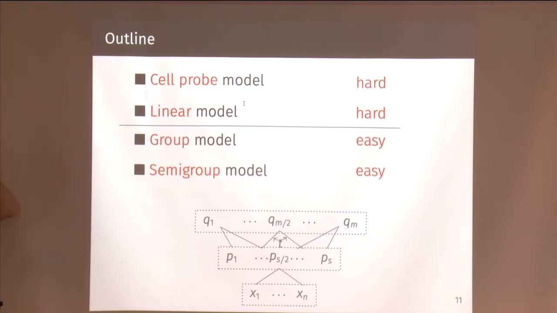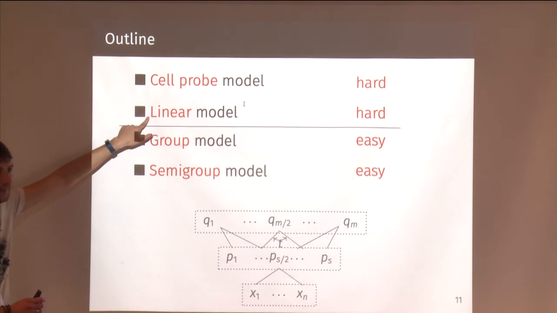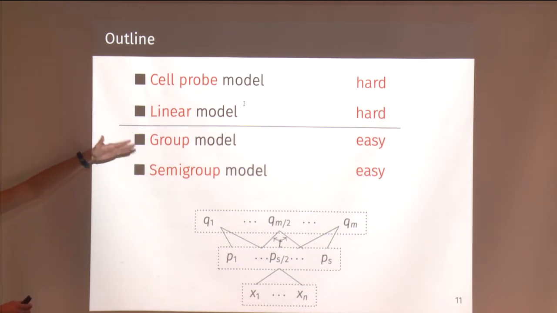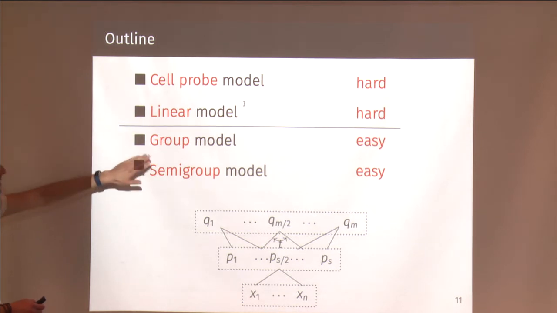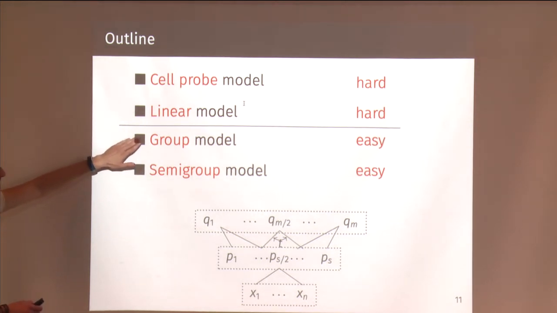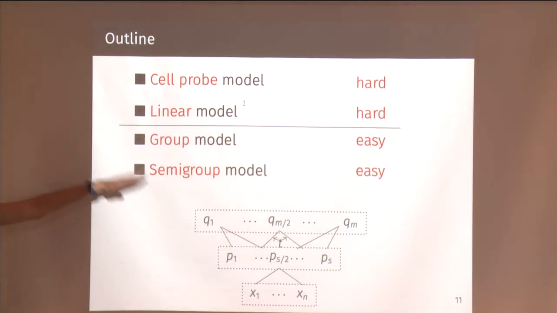If we want to prove a barrier here, then for these two models it's sufficient to prove a barrier here. And if we want to give a lower bound for these two models, we'll give a lower bound for the stronger model. Before the break, we'll see a barrier for linear lower bounds. After the break, we'll see a data structure lower bound for the group model, which also extends to the semigroup model.